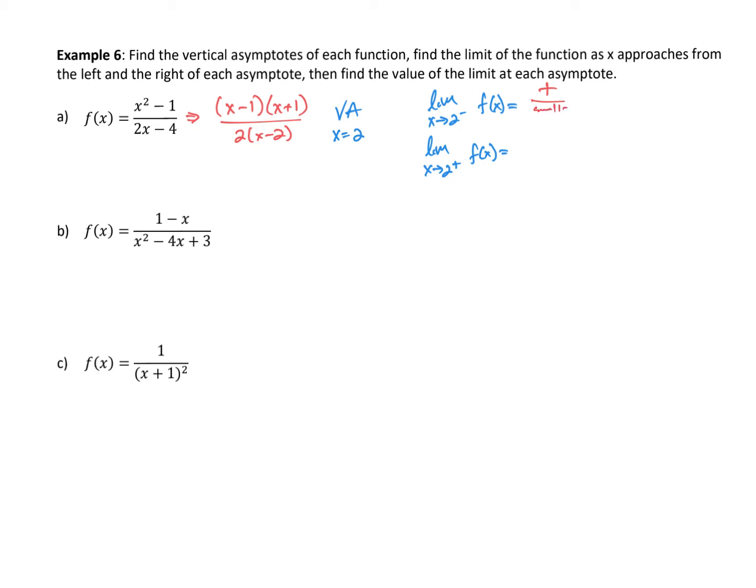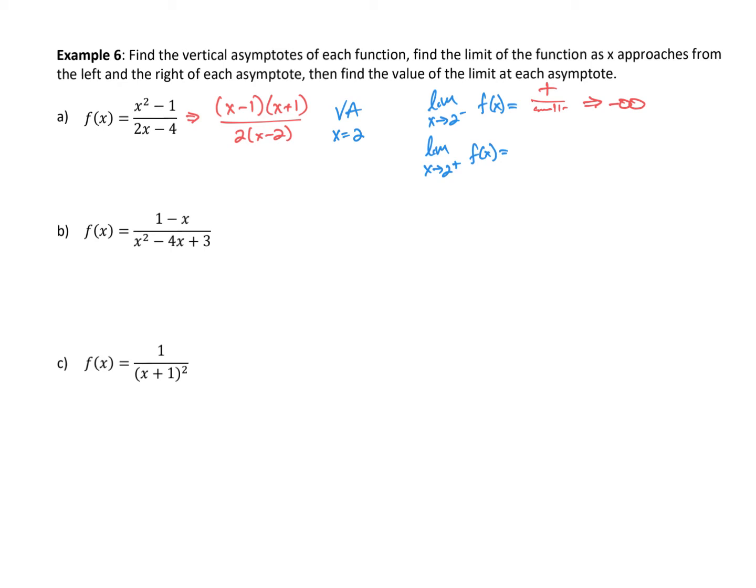All right? So if I have a positive over a really small negative, what would my limit as x approaches 2 from the left be? Negative infinity. So that means as I approach 2 from the left, which way is it going? It's going down. All right, let's look at another one. So now I have 2 from the right. So what's 2 from the right?